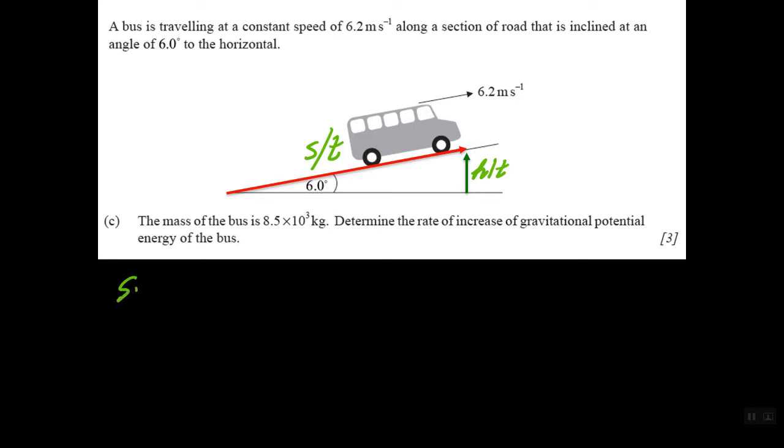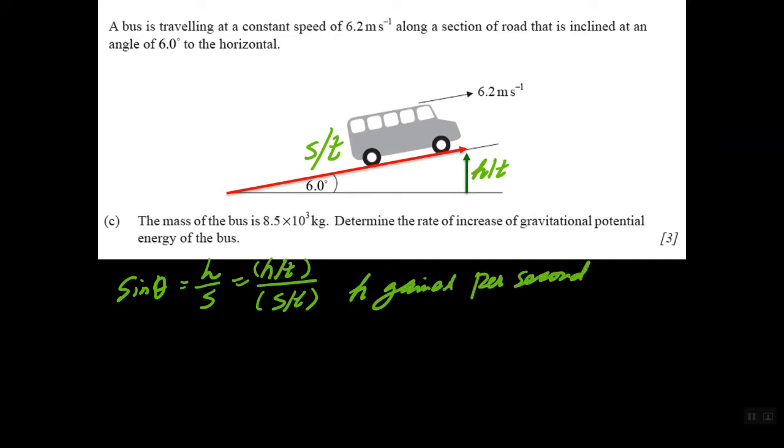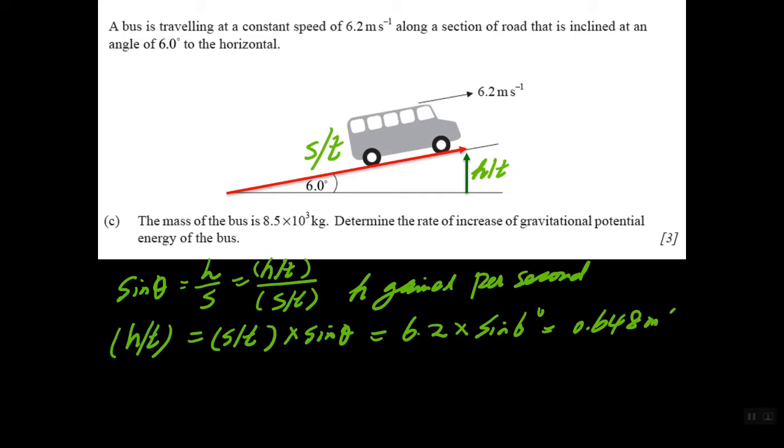So sine theta equals opposite over hypotenuse. So opposite is height per unit time and hypotenuse is hypotenuse per unit time. Height gained per second equals hypotenuse per second times sine theta. Hypotenuse per second is 6.2 meter per second times sine 6 degree. So that gives us 0.648 meter per second.